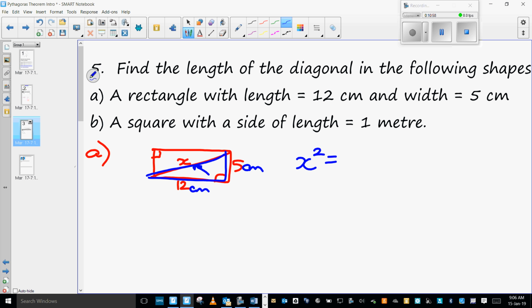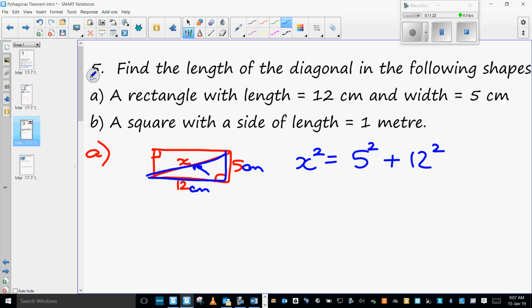Right. Does it matter which of the two numbers we start with? Can we start with the 12 or the 5? Doesn't matter. Okay, Kaya, what are we going to write then? 5 squared plus 12 squared. Good girl. Okay? For the working, we don't need to put the units in. Don't panic about the units for the working.